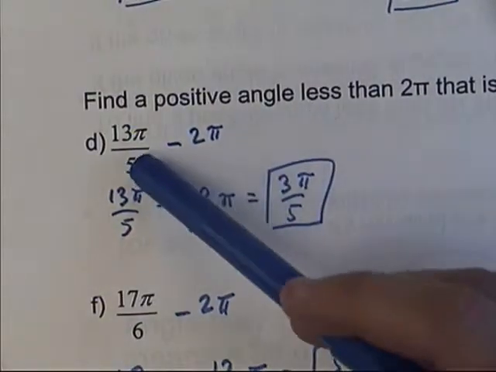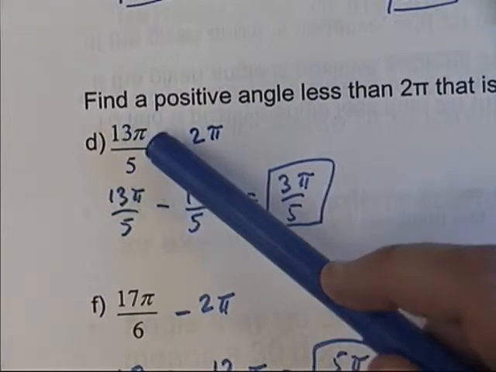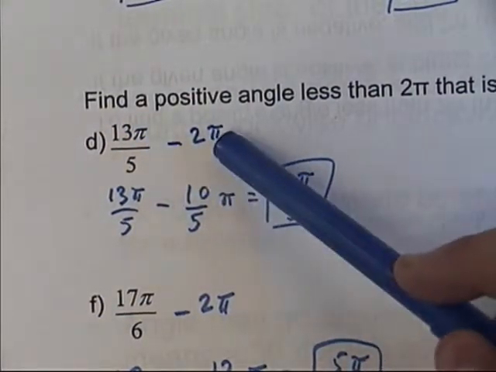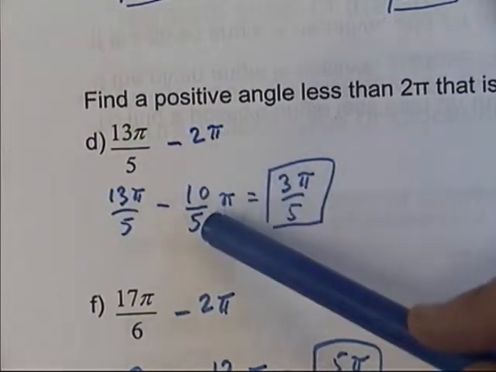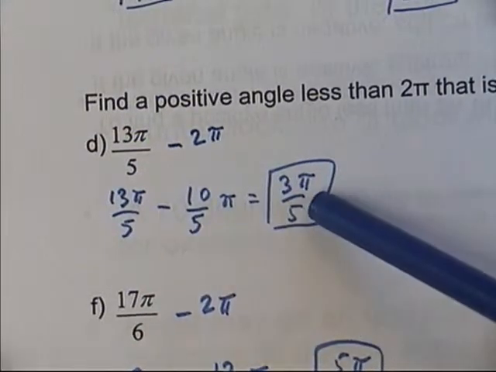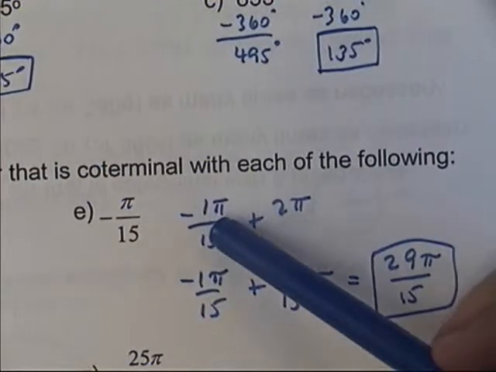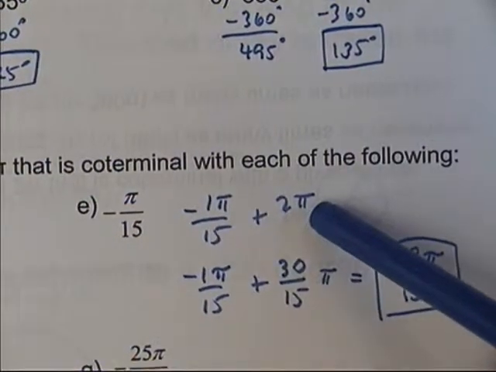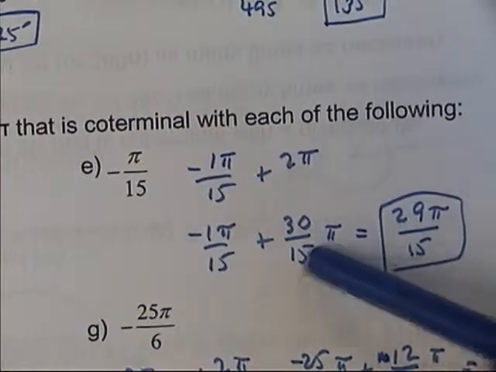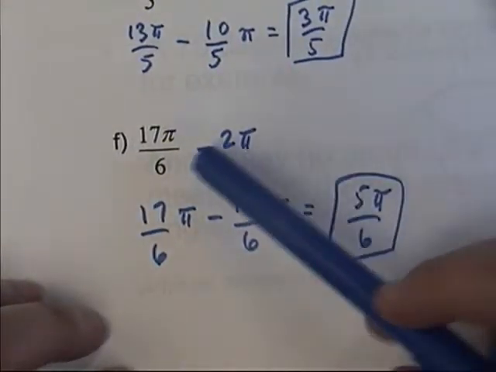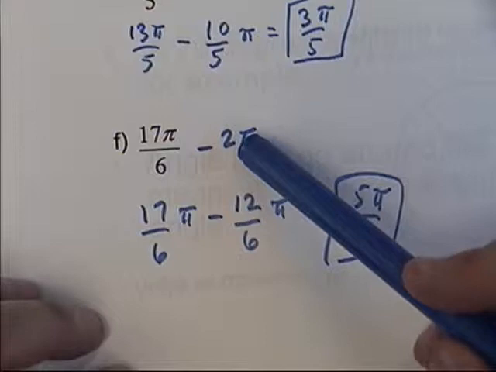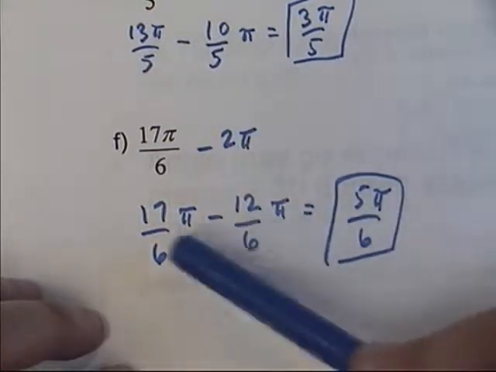All right, with radians, it's a little trickier. With, again, a positive radian, we're going to subtract a full circle. We convert 2 pi to 5 or 10/5 and subtract. With negatives, again, we're going to add a whole circle if it's negative. 2 pi is the same as 30/15 and add. Here, if it's positive, we're going to subtract a full circle. 2 pi is the same as 12/6 and subtract.